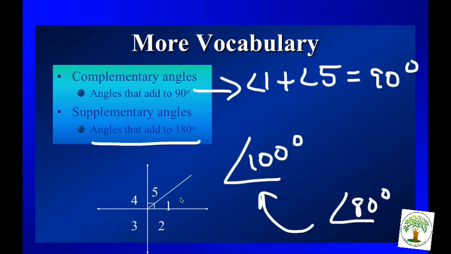Do you understand the difference? 3 and 2 are linear pairs, and those linear pairs are supplementary. But just because they're supplementary doesn't necessarily mean that they're linear pairs. Like these two down here that I drew were not linear pairs, but they're supplementary, okay?